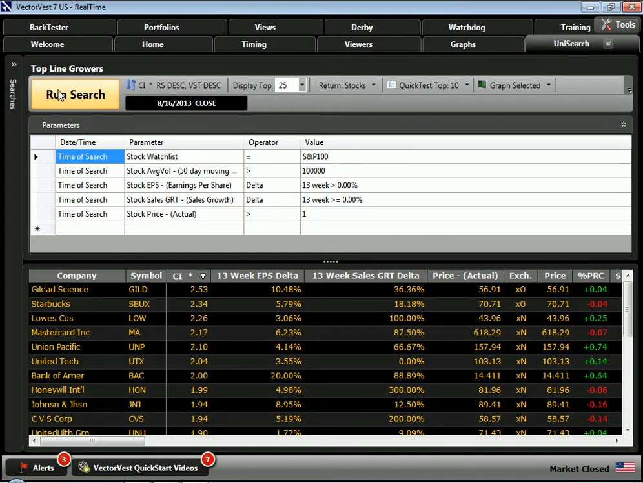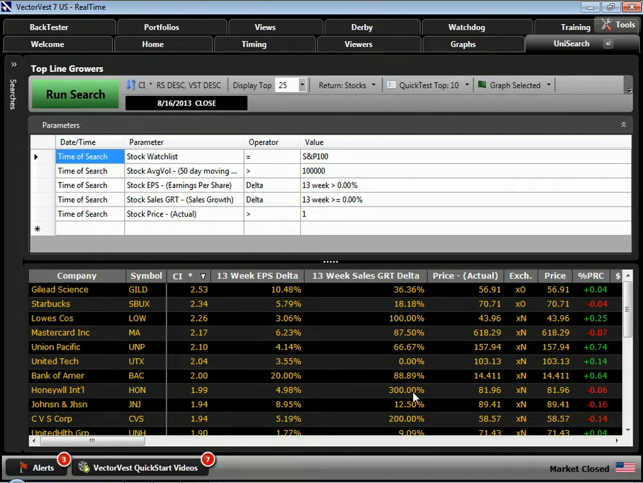And we can see this list reads like a who's who: Gilead Science, Starbucks, Lowe's, MasterCard, Union Pacific, household names, household brands. Here's their CI times RT value, which was our sort. But look at the 13-week delta on earnings here. Earnings up, just in this first page, anywhere from about 2% all the way up to 20%. The 13-week or last quarter's sales growth, anywhere from flat for United Technologies all the way up to 300% for Honeywell.